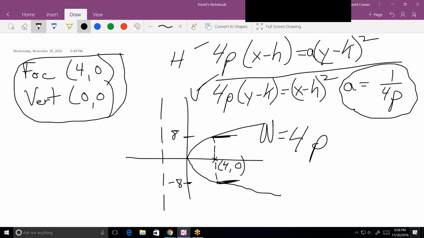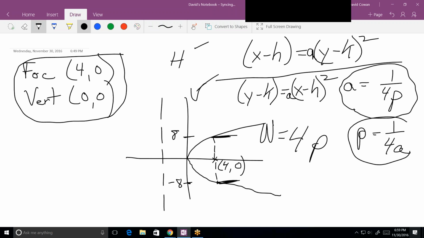The a goes in front of the term that's being squared. The 4p, if you're going to use that, always goes in front of the term that's not being squared. In other words, that's the general format, or I'm going to put the a there. That's the general format. So both of these are correct, but then you have to make sure you know that a equals 1 over 4p, which also means p is equal to 1 over 4a. Right. Those are true.